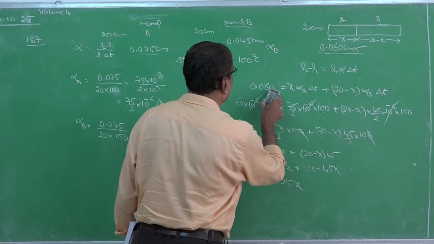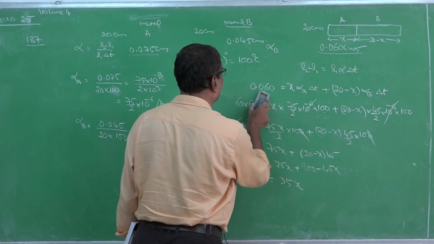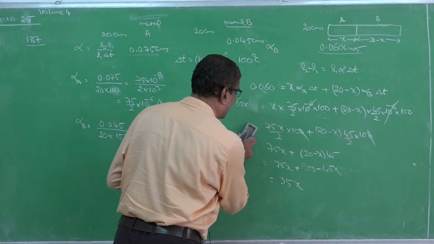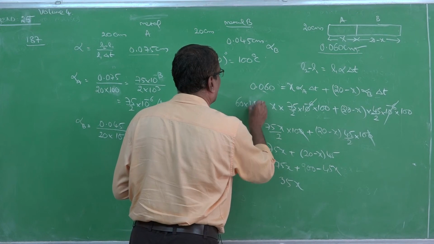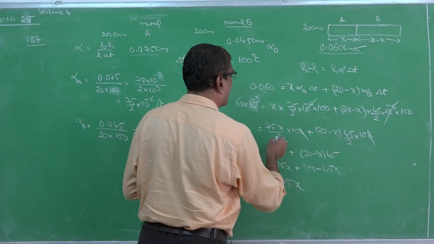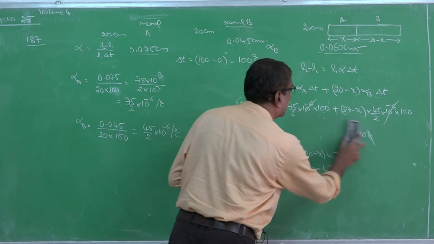Sorry, this is not 10 to the power minus 6, this is 10 to the power minus 3. Okay, 10 to the power minus 3. So, we can write like this.